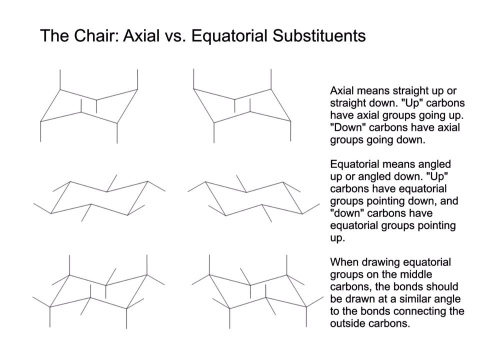One thing that I want to point out here is that when drawing equatorial groups on the middle carbons, the bonds should be drawn at a similar angle to the bonds connecting the outside carbons. By that, I mean, if you look at these middle carbons here and here, you can see that I have the equatorial groups kind of angled up and to the right. This follows that angle of the very outside carbons. On the ring flip version, you can see the same thing. These middle 2 carbons, I have these bonds oriented up and to the left, just like the outer carbons.